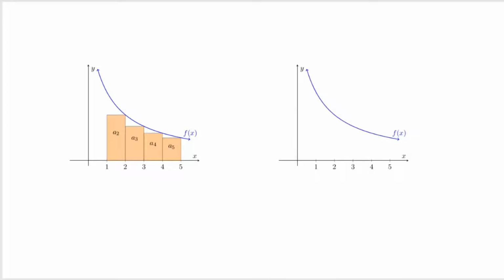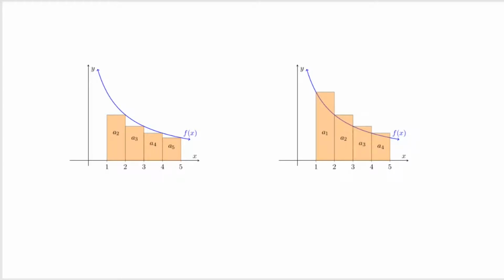Okay, let's look at the same function again and estimate the area under the curve. Instead of using rectangles with right-hand endpoints, we'll use rectangles with left-hand endpoints. Like so. So here, the height of each rectangle is determined by the function value at the left-hand endpoint. So the height of the first rectangle is f of 1, and the height of the second rectangle is f of 2, etc.